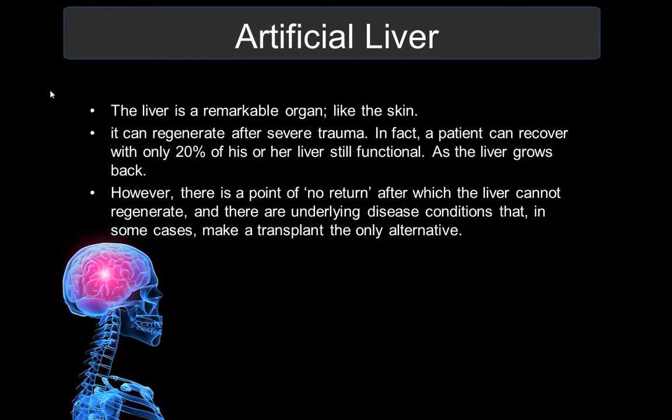The artificial liver is one of the most significant advances in medical textiles. The liver is a remarkable organ like the skin. It can regenerate after severe traumas. In fact, a patient can recover with only 20% of his or her liver still functional as the liver grows back. However, there is a point of no return after which the liver cannot regenerate, and there are underlying disease conditions that in some cases make a transplant the only alternative.